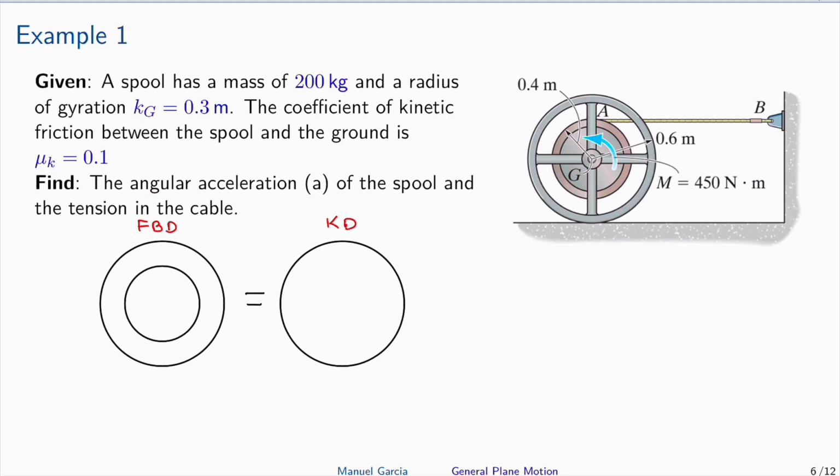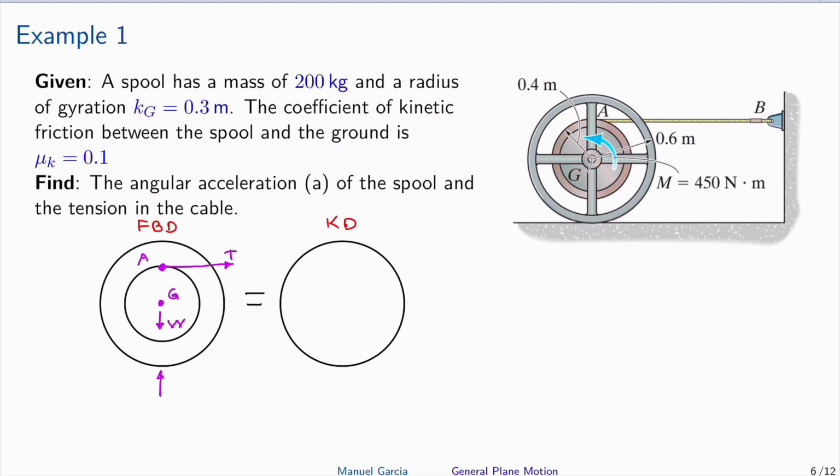Now, if we draw the free body diagram of the spool, so point A is located over here, and we have a force that's the tension, to the right. Let me draw, this is G, the center of mass, and we can put the force due to the weight in G. We have the normal force, and we have a friction.